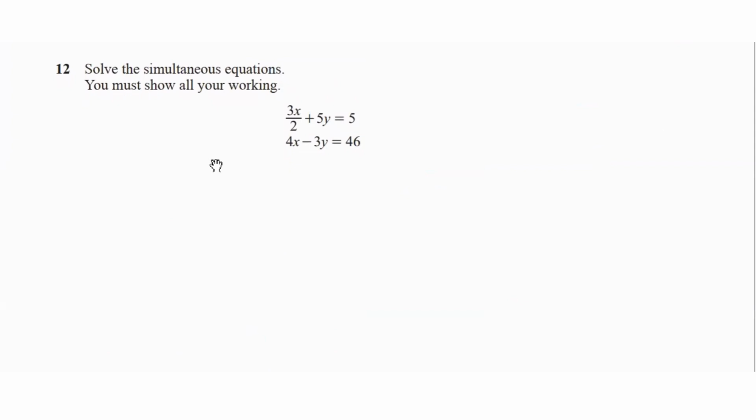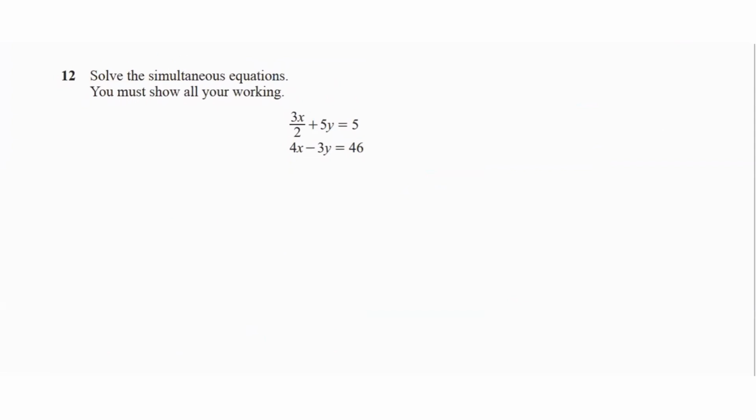Question 12 says, solve the simultaneous equations. You must show all your working. First things first, begin with trying to get rid of the fraction in the equation so that your equation is easier to solve. To get rid of this fraction, I'm going to multiply the first equation by 2. That's going to give us 3x plus 10y equals 10. And the other equation is 4x minus 3y equals 46.